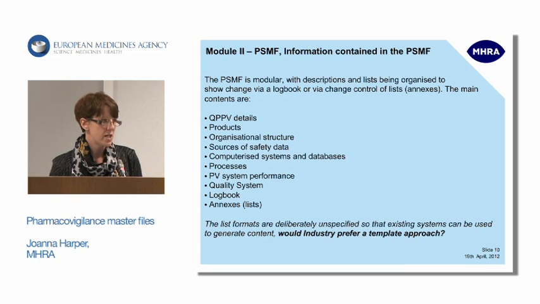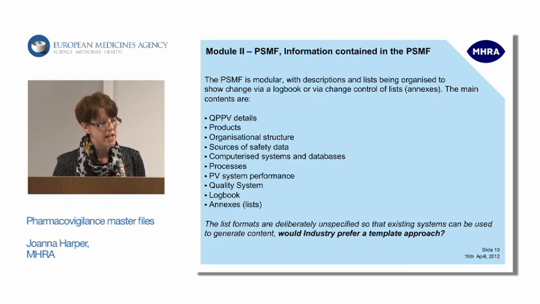There's a section on products, which primarily links to the annexes of the master file, and it's a list of the products that are covered by the master file, and a little bit about those products. Then there's the organisational structure to help us understand how the pharmacovigilance system looks around the organisation, and where the main activities for pharmacovigilance are sited, and how all that links together.